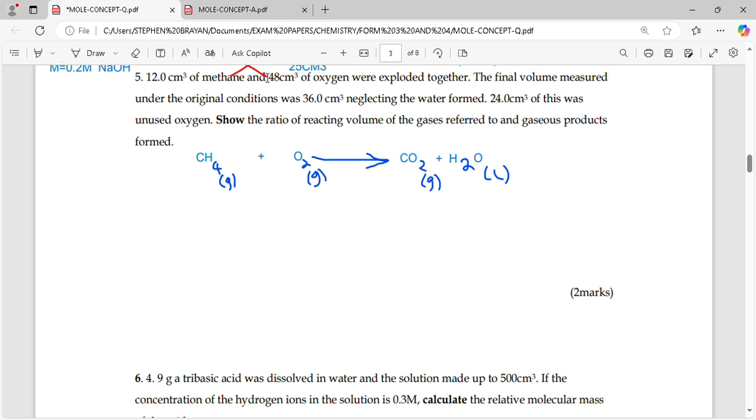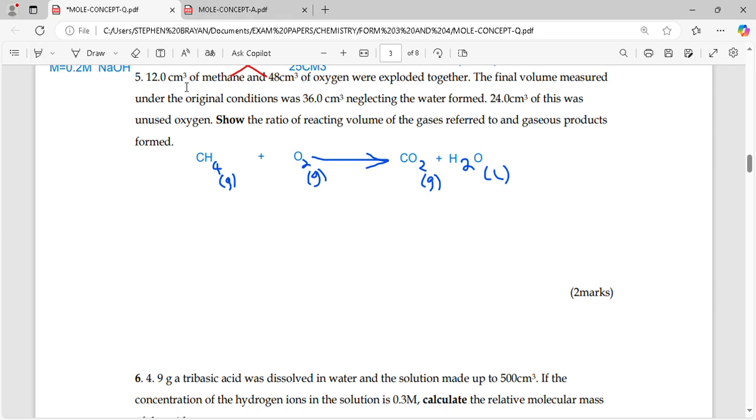In this particular question, you're told 12 cubic centimeters of methane and 48 cubic centimeters of oxygen were exploded together. The final volume measured under the same conditions was 36 cubic centimeters, neglecting water formed. 24 cubic centimeters of this was unused oxygen. Show the ratio of the reacting volumes of gases referred to and the gaseous product formed.